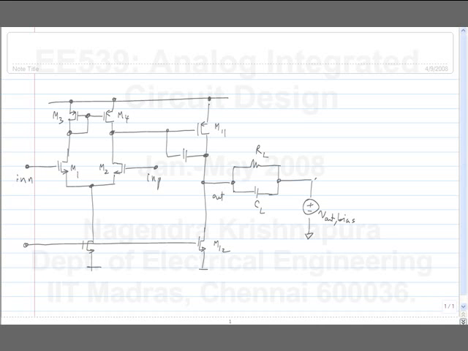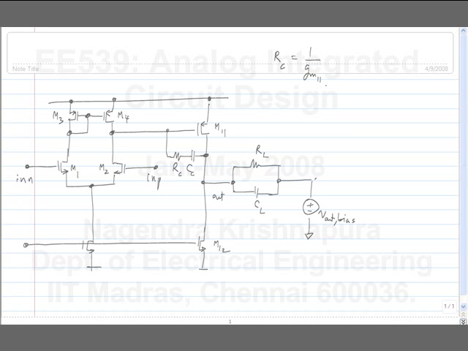We can connect a zero cancelling resistor in series with the capacitor. And what's the value of RC that's required? 1 by GM11. So at this value, the zero disappears completely. Of course, the order of the transfer function would have increased by 1. But for a small value of RC, the extra pole that is created is at a high frequency, so it doesn't matter too much.